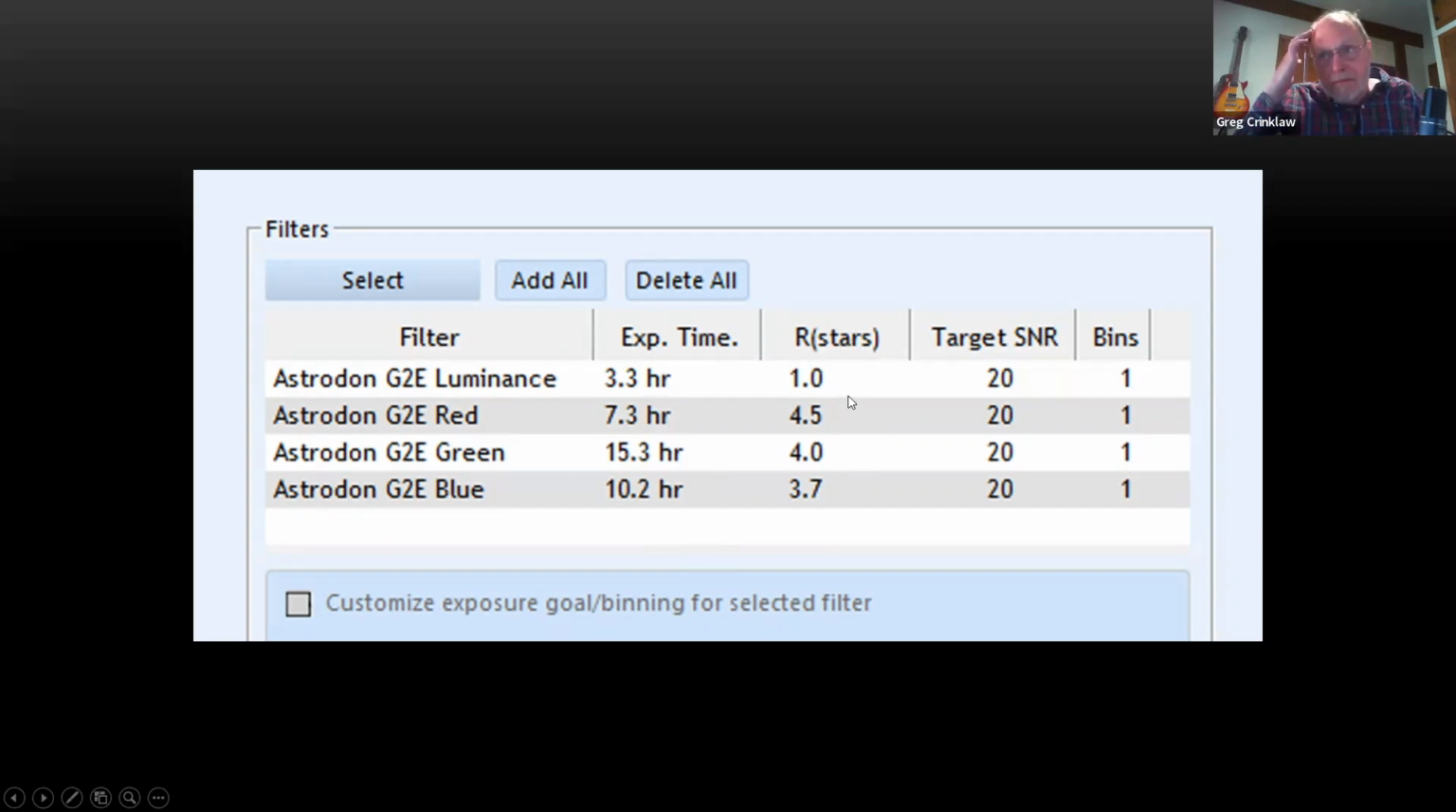It finds the filter with the most throughput that produces the most signal. In this case, it's the luminance, and it sets that as 1. Then the numbers in the R stars column for the other filters tell us how much longer you have to expose in order for a typical star to be about the same size with the same signal on your image. If they're comparable, it'll make it a lot easier to combine them to get nice looking stars later on. So what this is saying is that generally you want to expose around 4 times longer for your RGB in order to get similar sized stars.